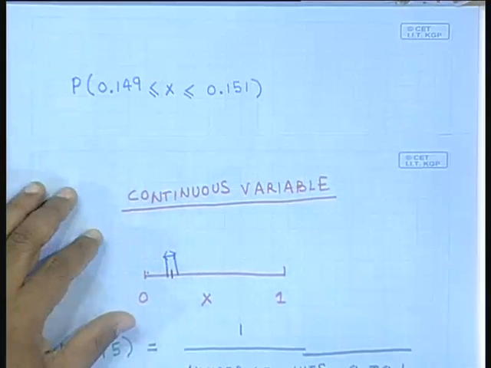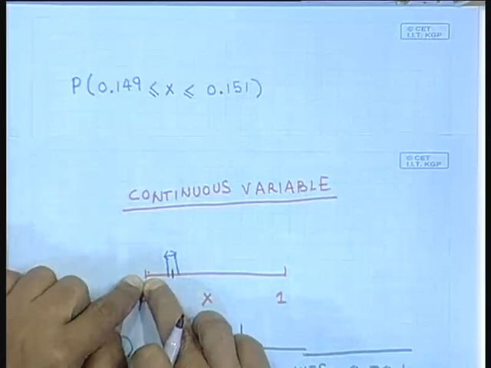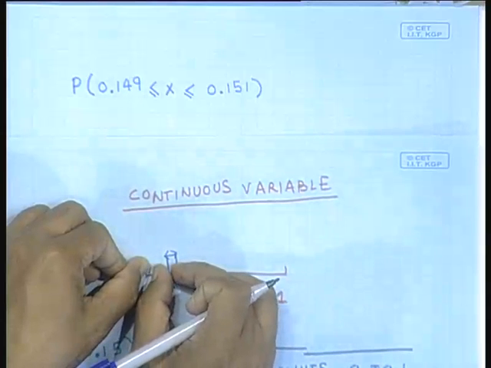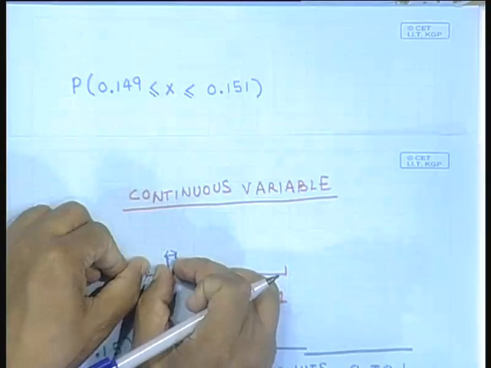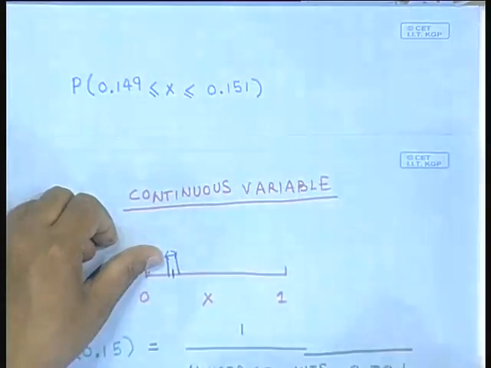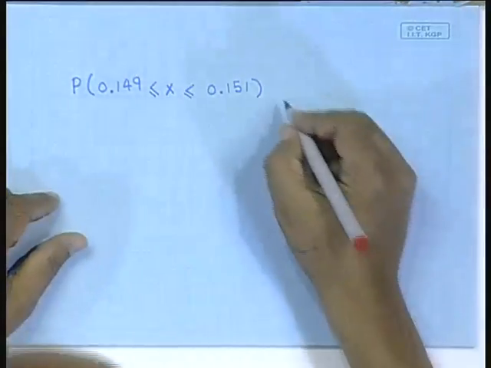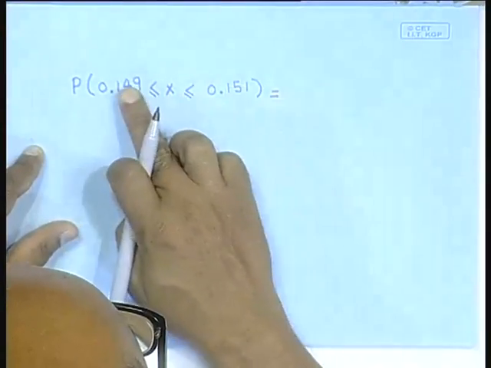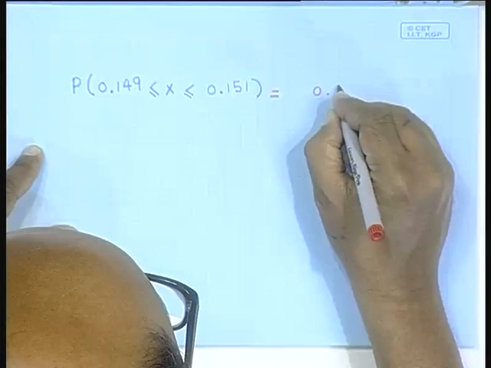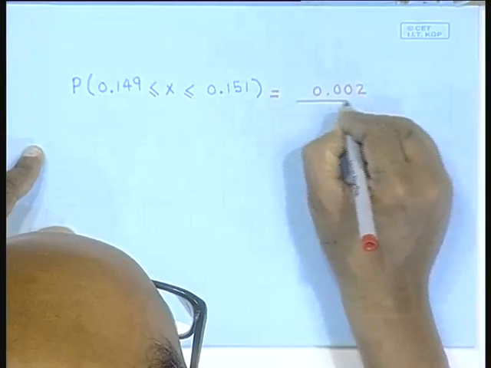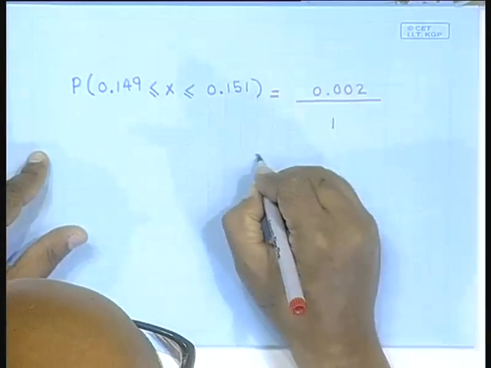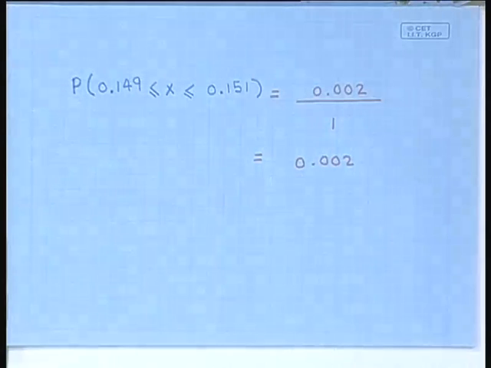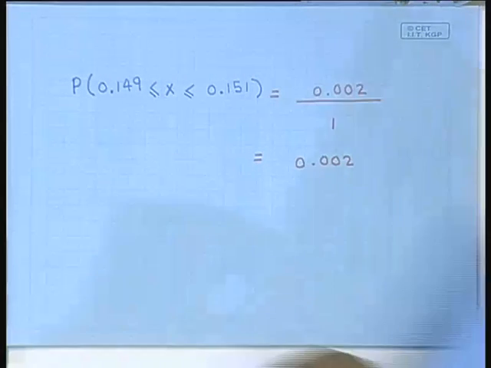Now, this question can be answered because the particle has equal probability of being anywhere in this whole range 0 to 1. The probability of finding the particle in this particular interval is the ratio of the length of this interval to the total interval. The length of this interval is 0.002, divided by the length of the total interval, which is 1. So, this probability is 0.002. So, this is a question which has a well defined answer.